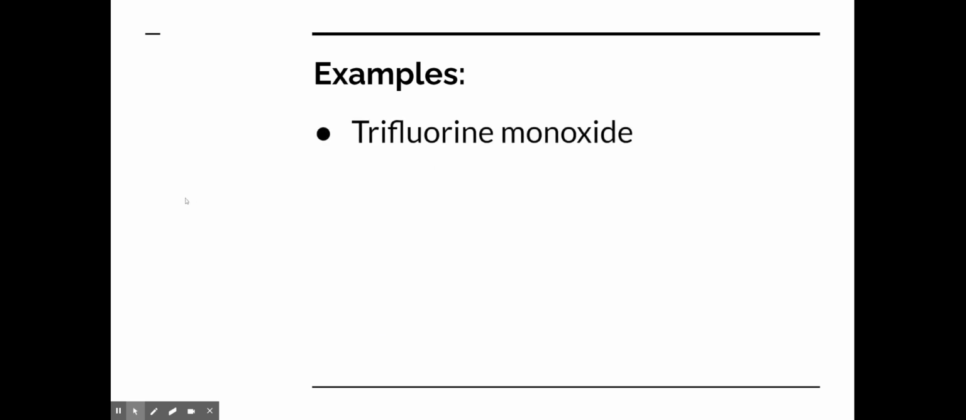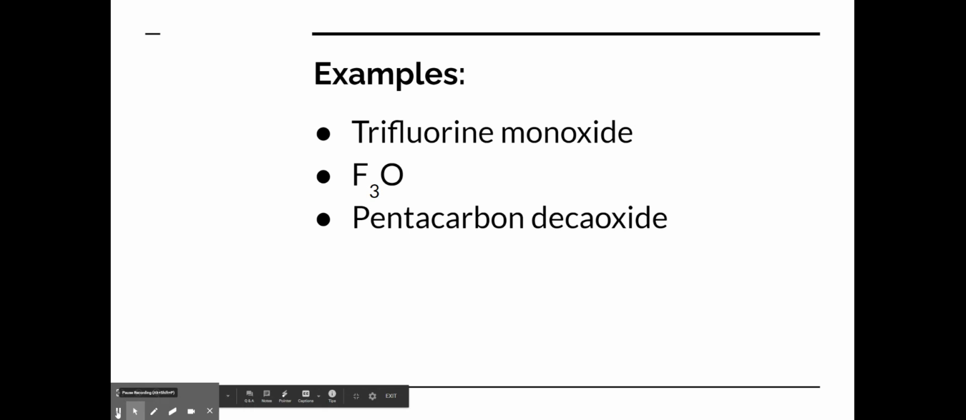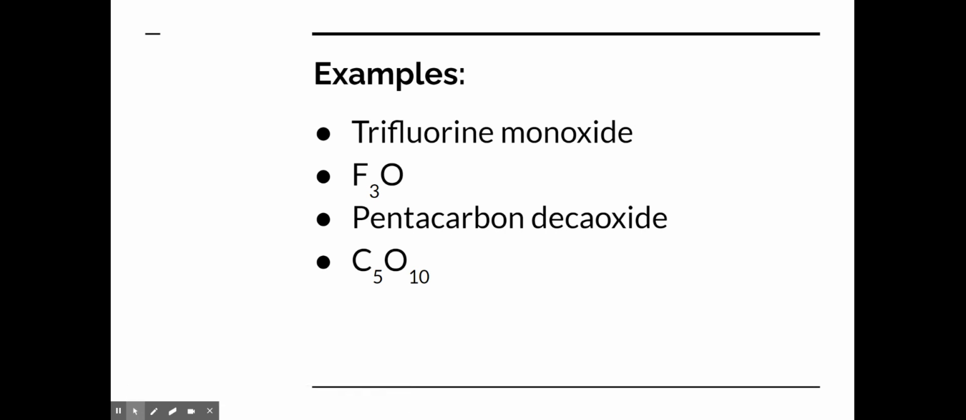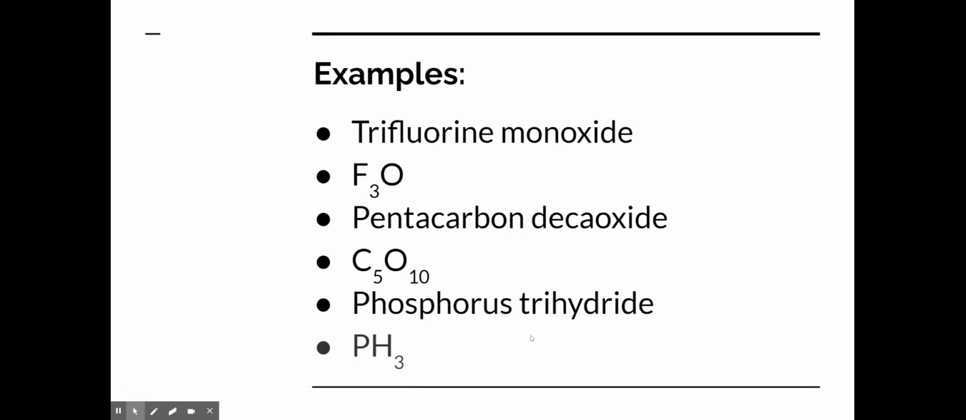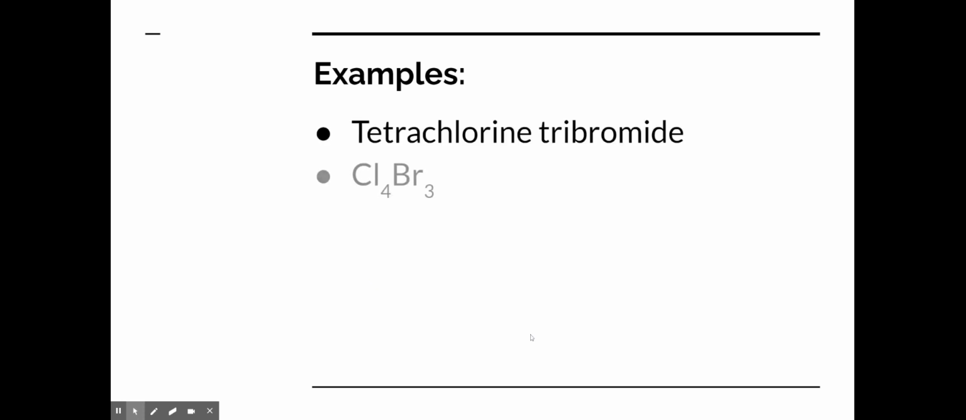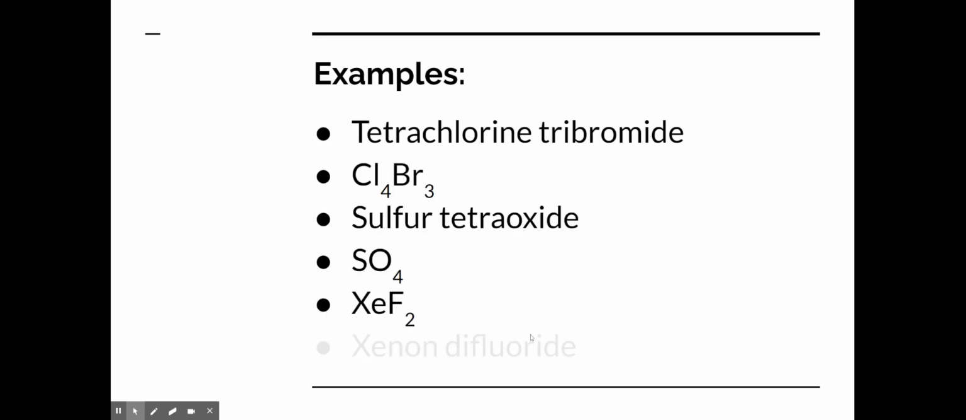Ooh, how would you write the formula for this one? F subscript 3, O. Ooh, pentacarbon decaoxide. C5O10 is correct. And there was two more slides, well, one full slide to go. So we got close to the end.